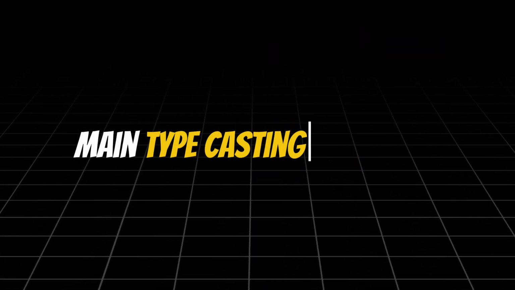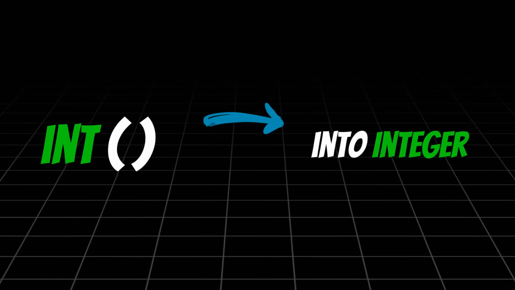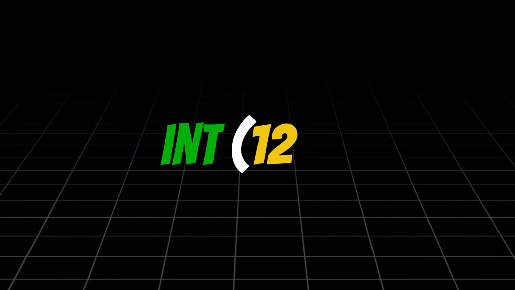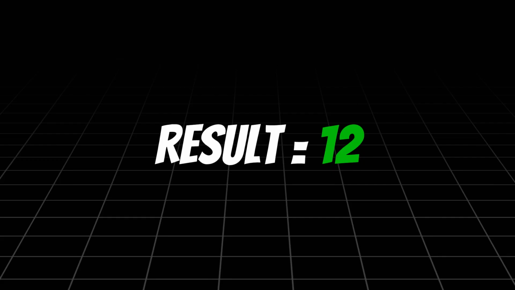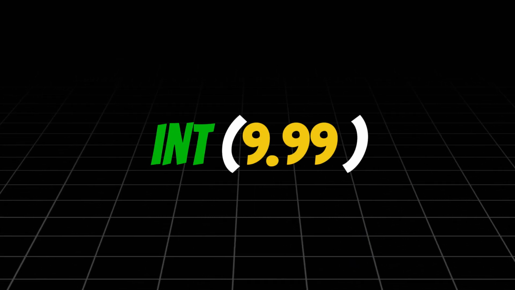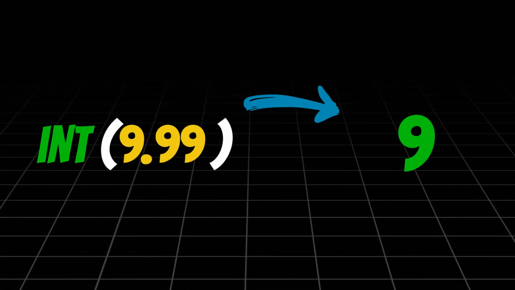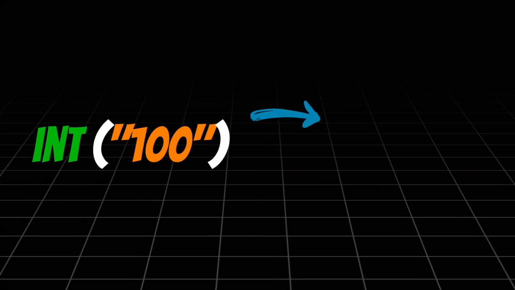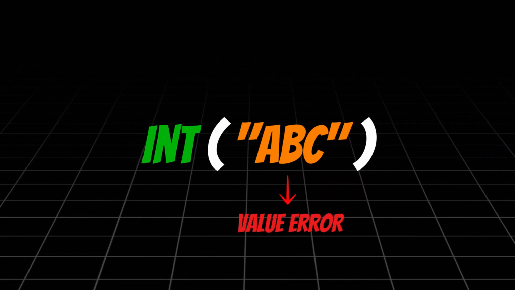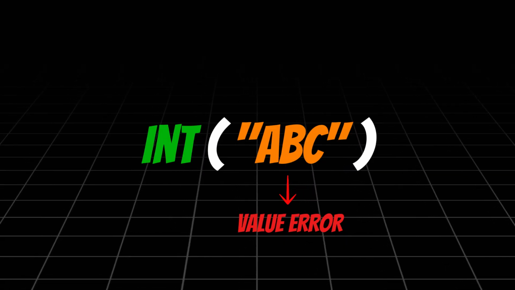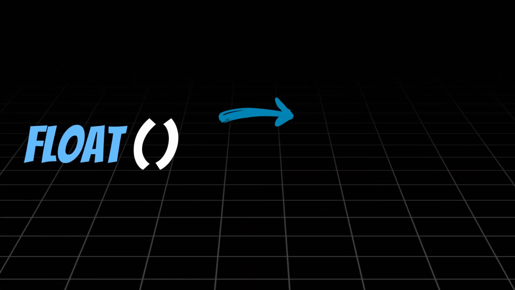Let's go through the main typecasting functions one by one, starting with int. This function converts a value into an integer. If you pass in a float, like 12.7, Python will simply chop off the decimal part and return 12. It does not round it, just removes everything after the dot. So int(9.99) becomes 9, not 10. You can also pass a numeric string like "100" into int, and it will give you the number 100. But if you try int("abc"), Python will throw a ValueError, so the string must look like a number.